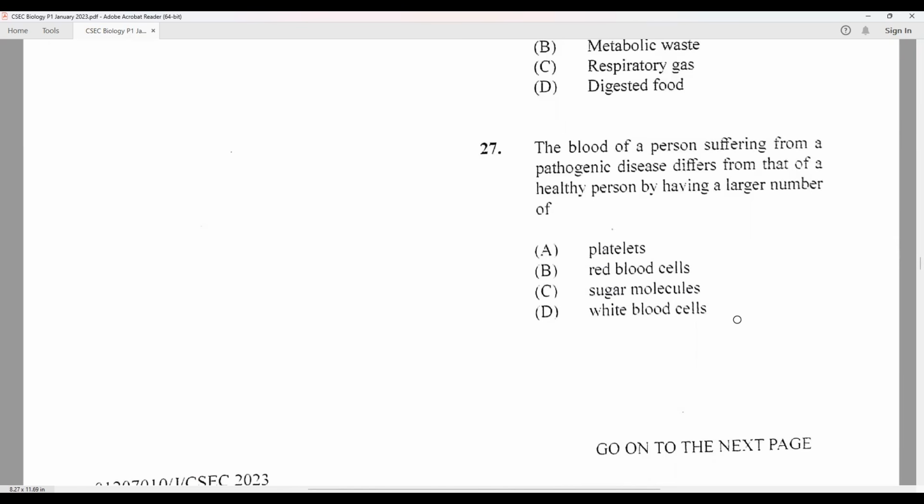27. The blood of a person suffering from a pathogenic disease differs from that of a healthy person by having a larger number of what? Should it be white blood cells? Because the person does have a disease. They do have an illness, all right? So they have more white blood cells. A pathogenic disease is a disease caused by an organism, so you need white blood cells to try to fight against it.